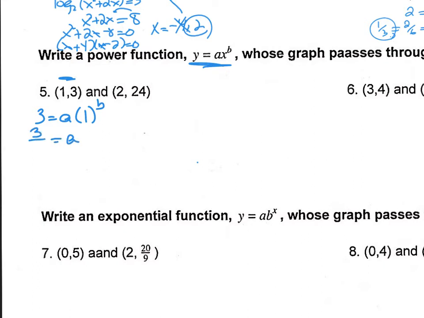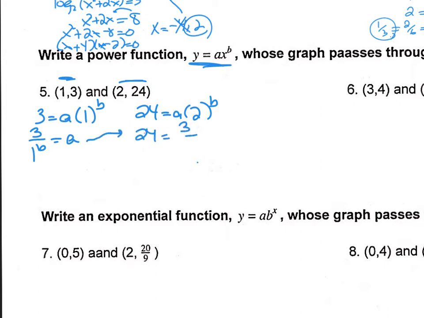So I get this, 3 equals A times 1 to the B power, easy for me to say. Then use the second point, do the same thing. So 24 in for the Y, 2 in for the X to the B power. Now to solve that, I'm going to take this A that I found over here and plug it in to the other side.